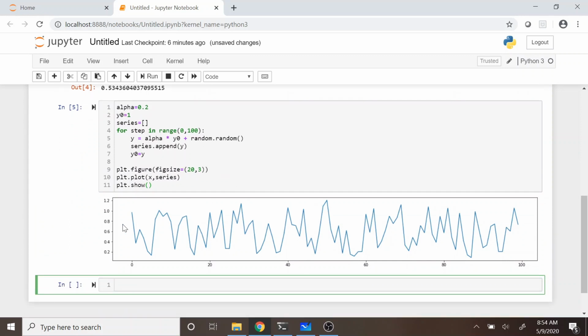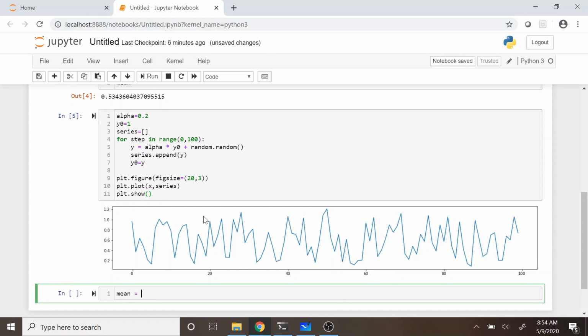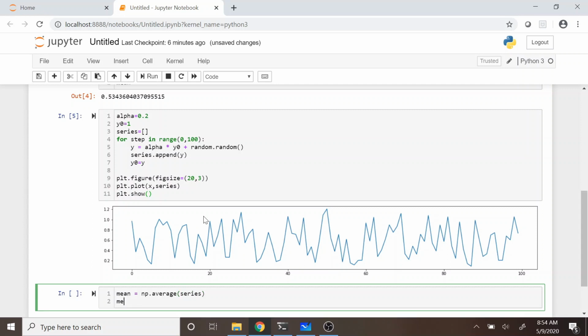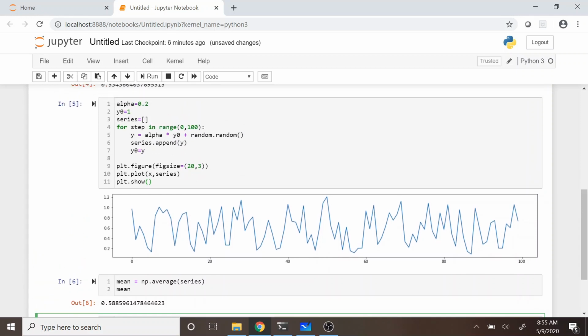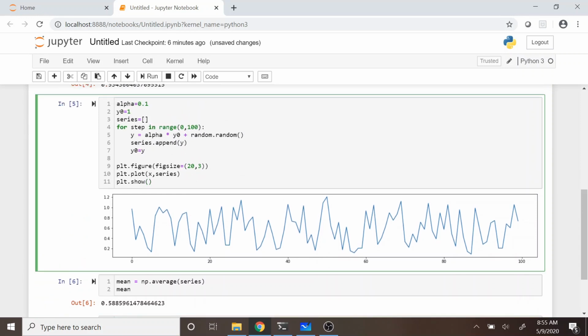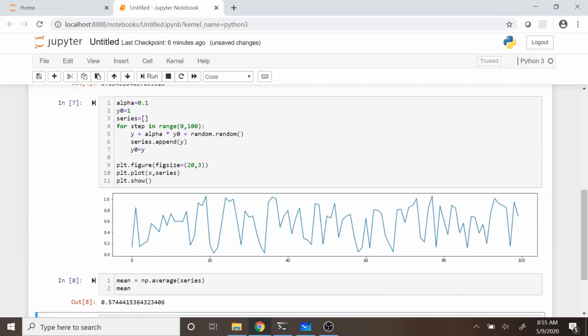Once again, this looks like the mean is approximately 0.5. Let's compute and see if that is truly the case. This time I'm computing the mean of the series, and yes, it is about 0.5, somewhere around that. Can I change alpha and reduce it, let's say, and see what the mean value is? It should still be, yeah, it is still around 0.5.